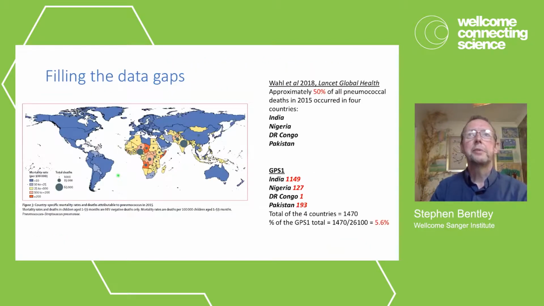In terms of data gaps, going back to the global burden study that was published in 2018, they showed that 50% of all pneumococcal deaths in 2015 occurred in just 4 countries: India, Nigeria, DRC, and Pakistan. And then when we went to look in our GPS1 database, we found that those countries were only represented by 5.6% of the data. So I'm pleased to say that we're making good progress in addressing that data gap by engaging with really fantastic, enthusiastic people in all 4 of those countries. And I'm confident that in this next phase we're going to do good work to fill that data gap and make the database more relevant to the burden of disease.